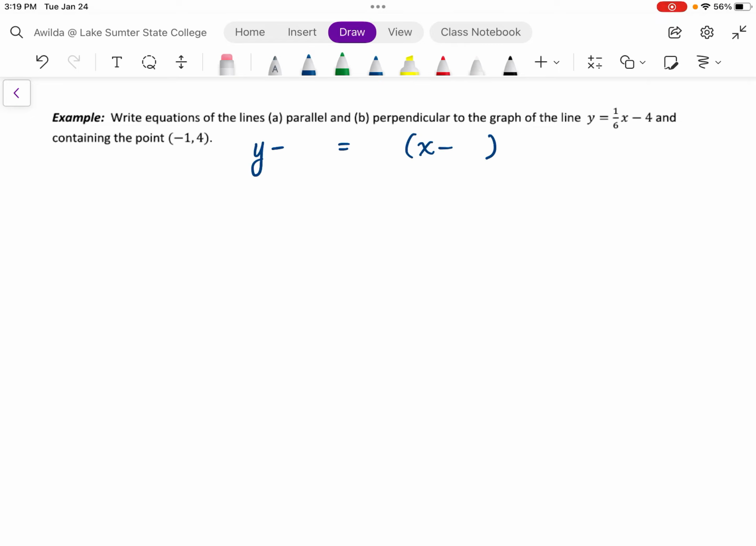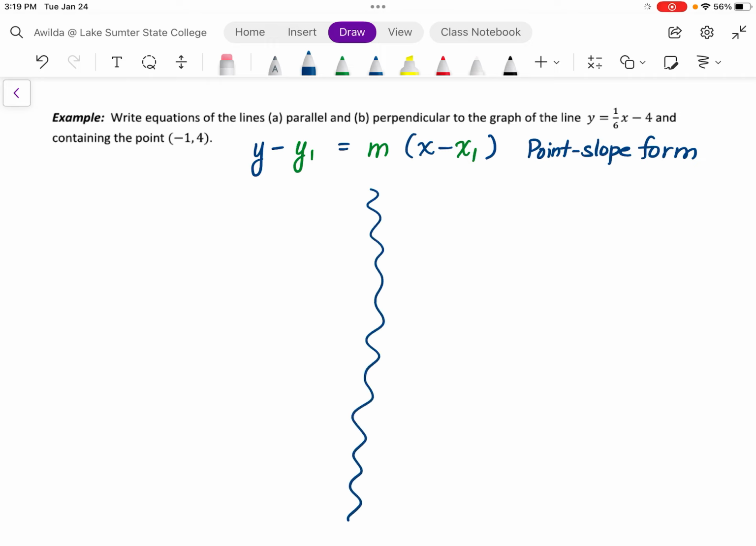And I'm going to use a different color here for y sub 1, m, and x sub 1, because those are the values that we will need to substitute into this point-slope form. So let me name this here for study purposes. Good. All right, let's start with a line that is parallel to the given line.